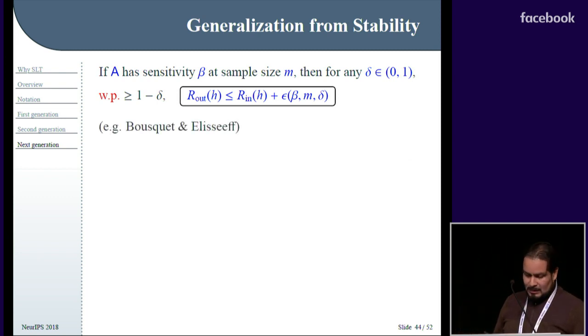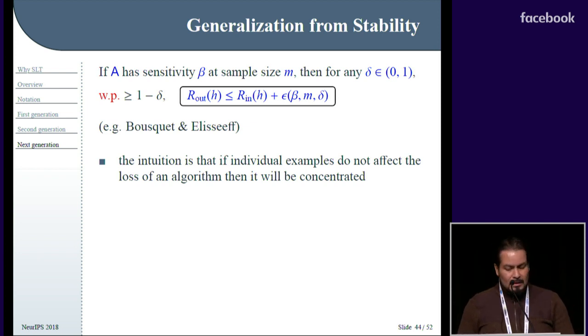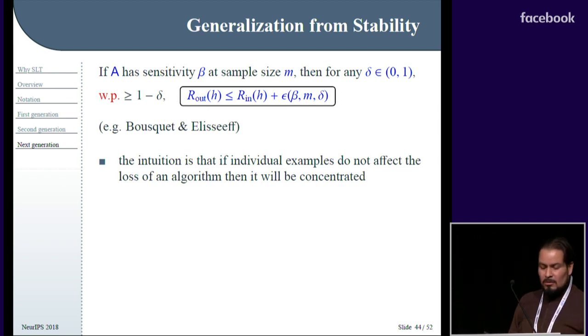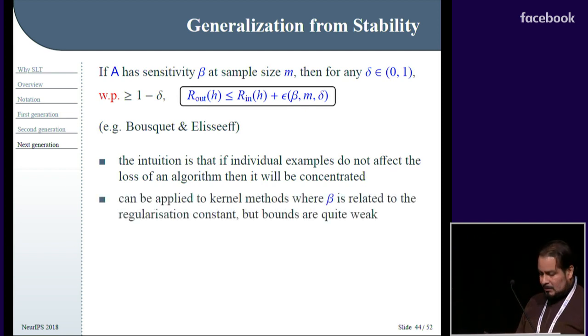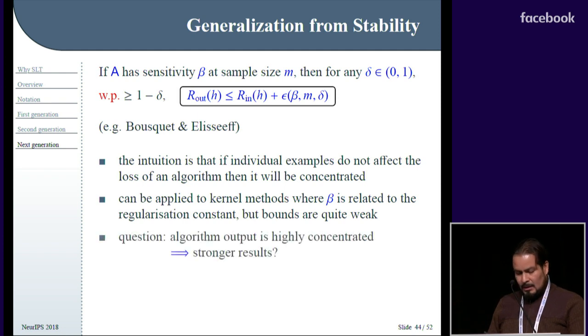By the way, the notion of stability that was just mentioned was introduced by Bousquet and Elisseeff, and a few comments. The idea is that if individual examples do not affect too much the output of an algorithm, then the output of the algorithm should be somehow concentrated. This can be applied to kernel methods, where the stability coefficient can be estimated, and it is related, in fact, to the regularization factor, although those bounds are rather weak. And a question is, if we know that the output of an algorithm is highly concentrated, can we do better? Can we obtain better generalization bounds?